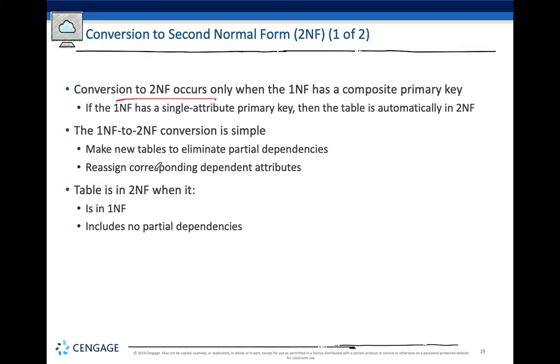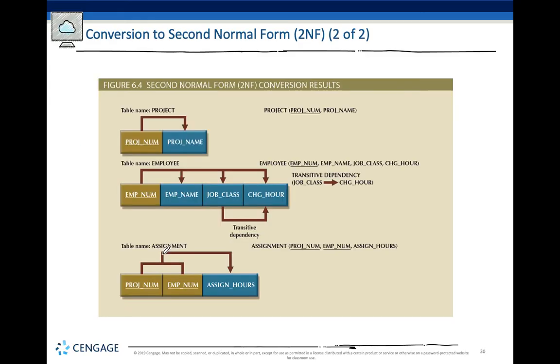2NF, and we went through the process. This is a repeat of what we went through. Here's how 2NF looks. We broke up the combined 1NF table into three separate tables: the project table, employee table, and the assignment table. So there is still the transitive dependency present, but we don't have any partial dependencies in 2NF.